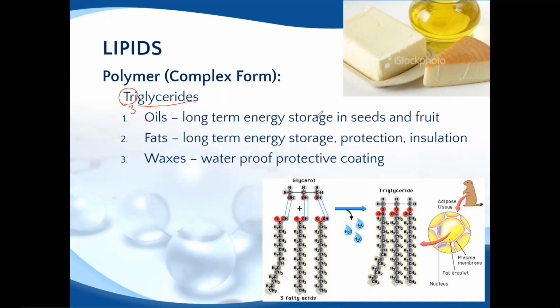Oils are used as long-term energy storage in seeds and fruits. Fats are going to be long-term energy storage in animals, and waxes are waterproof protective coatings, like the type of protective coating you would find on the outside of a leaf.